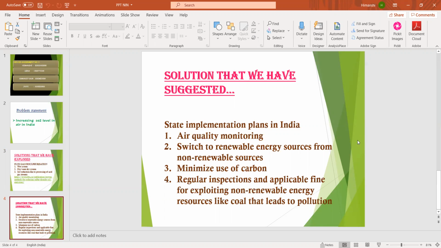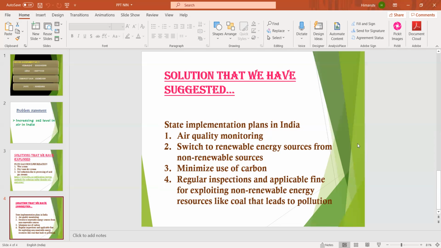The second one is to switch to renewable energy resources from non-renewable sources. Non-renewable sources like fossil fuels, coal and natural gas, first of all, cannot be renewed once exhausted, and they cause a lot of pollution. On the other hand, renewable energy sources such as solar energy, wind energy and nuclear energy cause comparatively less pollution, and hence they can be very useful in reducing the pollution in air.